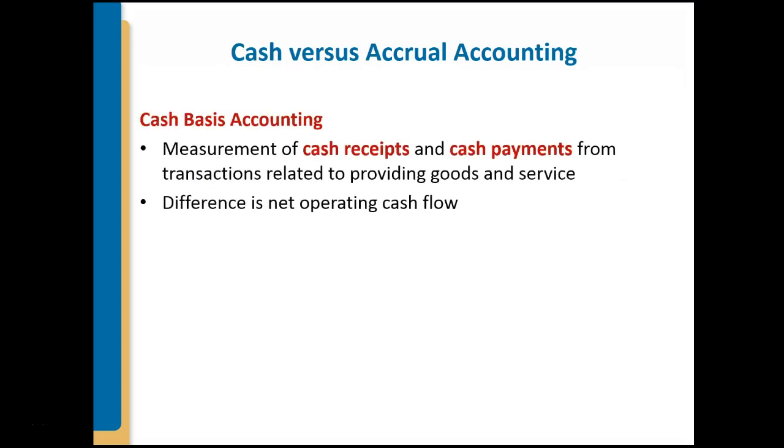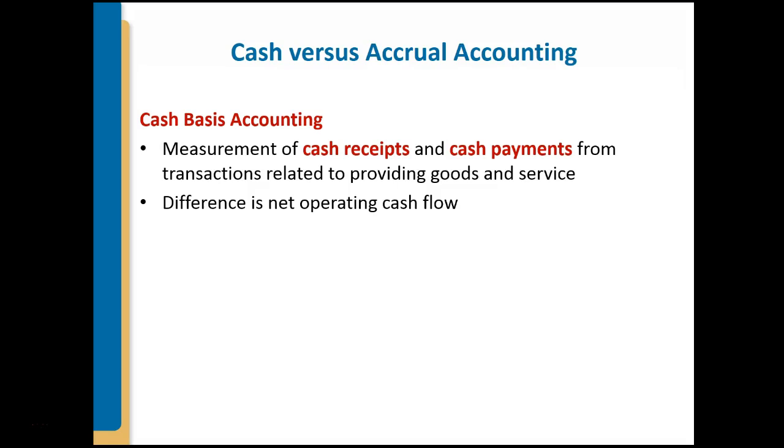Next, we're going to talk about the cash basis of accounting versus the accrual basis of accounting. Now, we know cash basis of accounting produces a measure that we call net operating cash flows. This measures the difference between the cash receipts and the cash payments from transactions related to providing goods and services to customers during a reporting period, generally a year, or sometimes we show them monthly or quarterly.